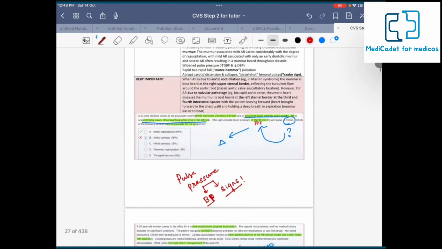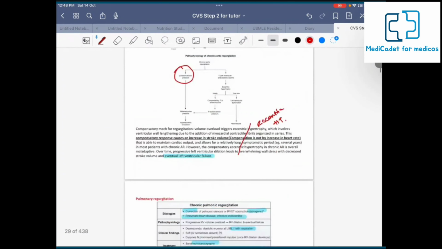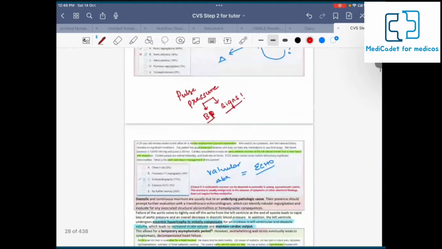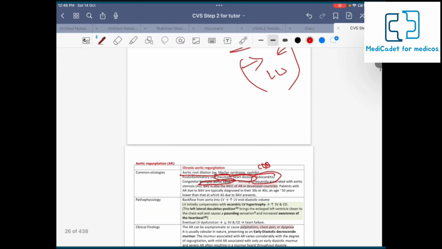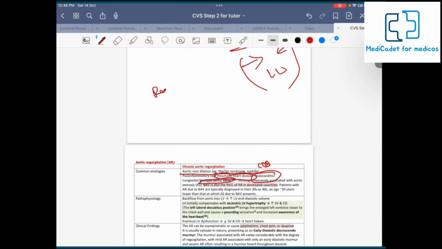So, aortic regurgitation. Let's see what the causes of aortic regurgitation are first. Common etiologies could be bicuspid aortic valve, rheumatic heart disease and endocarditis, or Marfan's, syphilis, or even Ehlers-Danlos syndrome, where the aortic root undergoes dilatation.